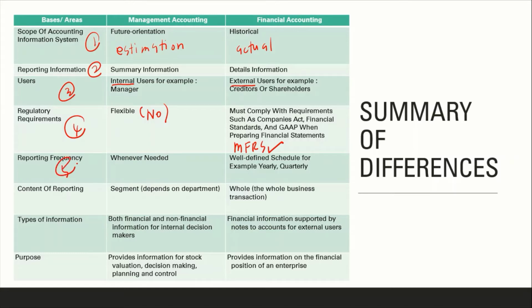The fifth is reporting frequency. For management accounting, they are done when needed. So when the manager needs information, the employee must follow, whenever it's needed. While for financial accounting, there is a well-defined schedule, for example yearly or quarterly. They have to report their performance yearly or quarterly. Usually yearly by a business.